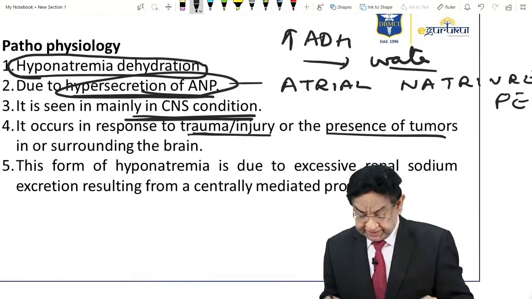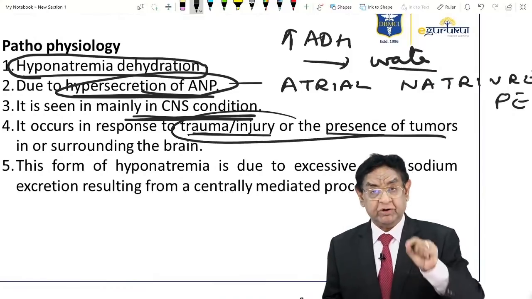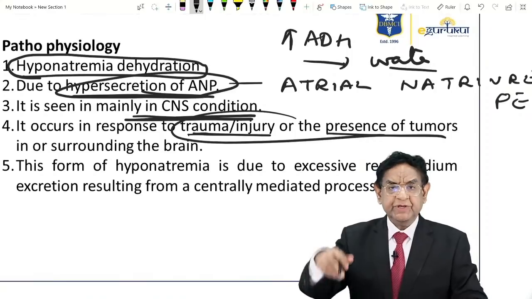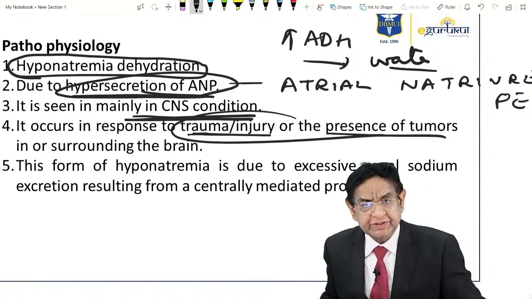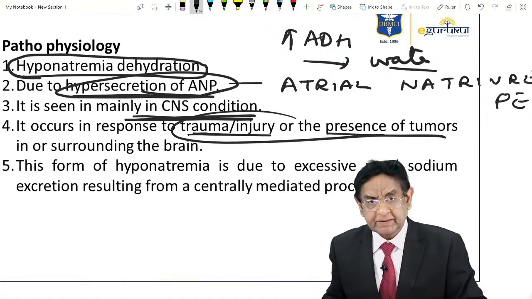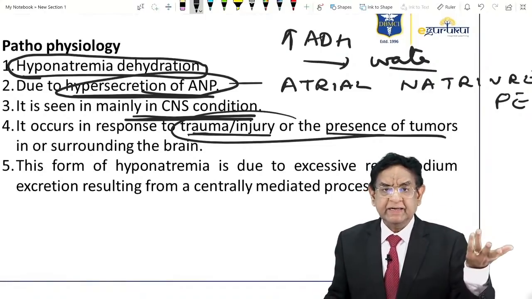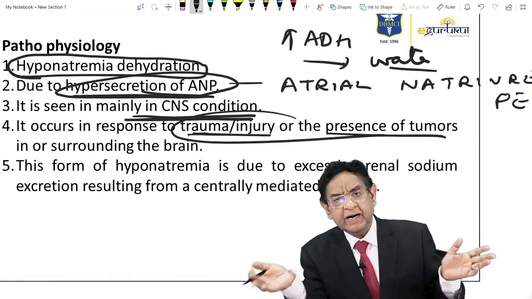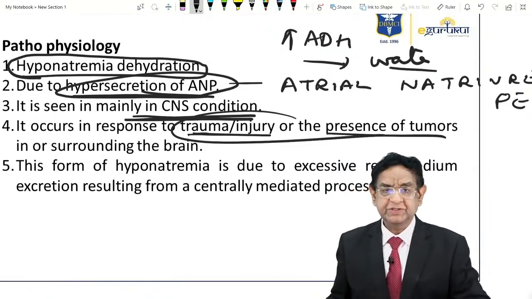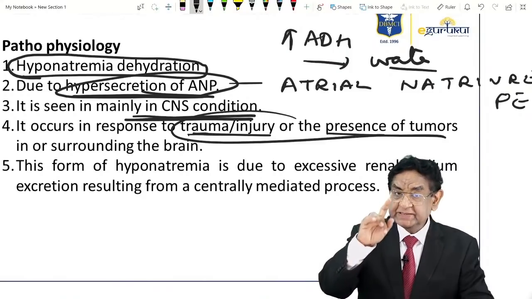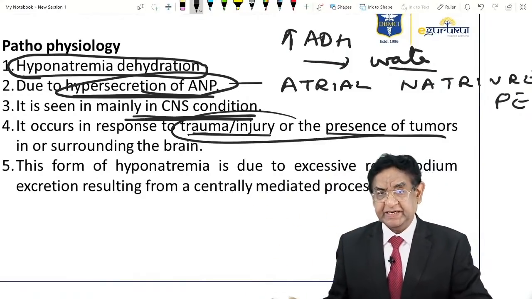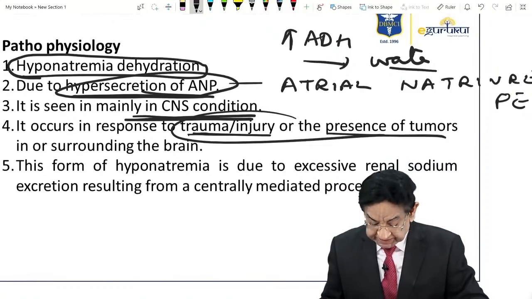Point to be noted, this same thing causes SIADH also. In this question also, the patient had a subdural hematoma and was operated. Any head trauma or head injury, etc. can also lead to SIADH. Same, but SIADH can occur in many other conditions, but this occurs only in CNS conditions. Now let us see.